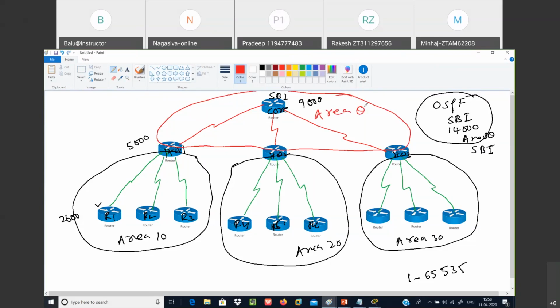After area 0, now we can divide area 10, area 20, area 30, 40 number of areas. Even area 0 you can have 40 to 50 routers. Not only one router in area 0, 40 to 50 routers.